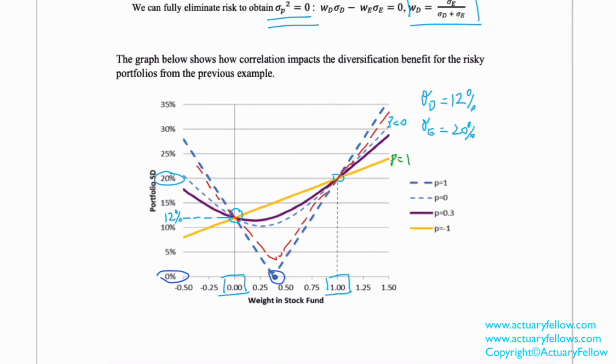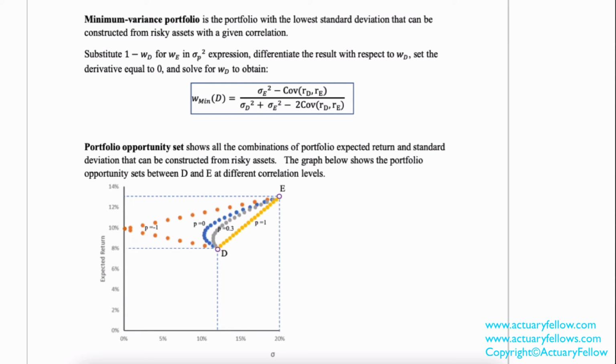like this. For correlation closer to 1, the curve is flattened and closer to the straight line, as we can see in the purple line with correlation equal to 0.3. For correlation equal to 0.8, the curve is even more flattened like this. Just keep in mind, all the curves go through the same y-intercept and the points E and D. For efficient diversification, we want to minimize the portfolio variance.